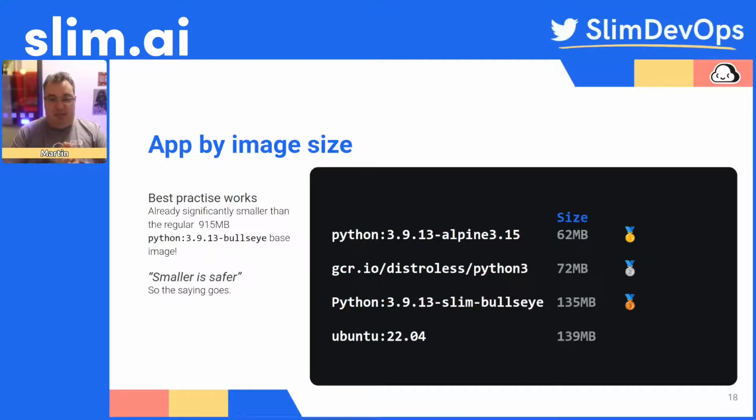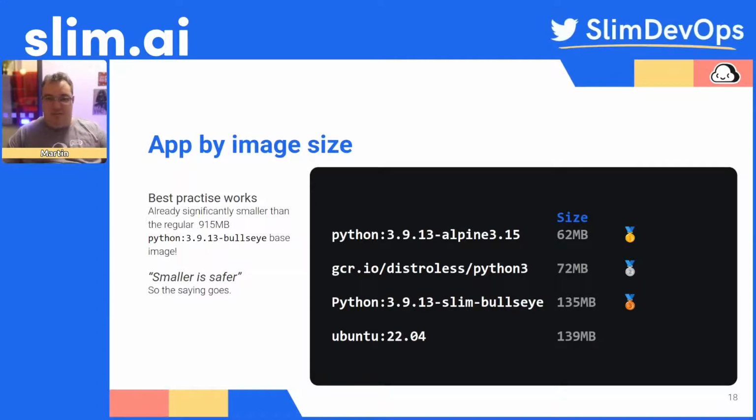As we can see here, in terms of size, Alpine is the smallest, then our Distroless image comes in second, then our Slim image based on Debian from the Python project comes in third, and then a little bit behind is Ubuntu 22.04. So the adage says slimmer is safer. Well, let's find out, shall we?